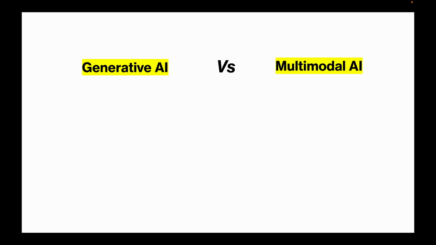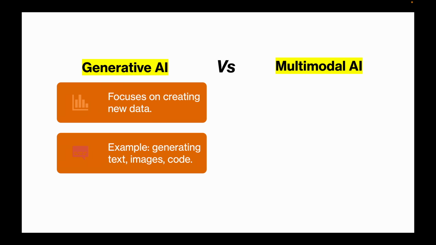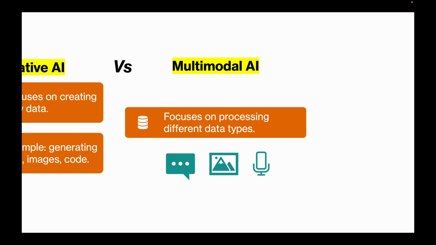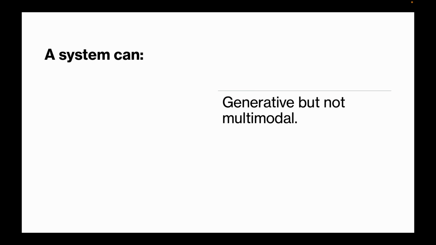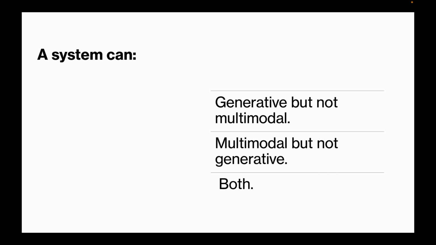Generative AI versus multimodal AI. These two terms are often confused, but they are not the same. Generative AI focuses on creating new data. Examples are generating text, images, and code. Multimodal AI focuses on processing different data types. Therefore, a system can be generative but not multimodal. It can be multimodal but not generative, or it can be both. Today's advanced AI systems are both generative and multimodal.